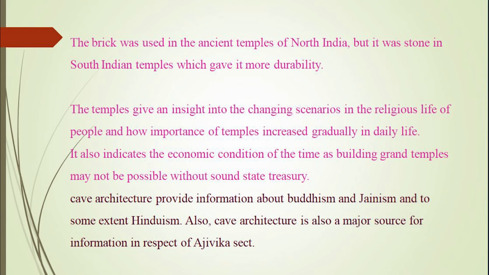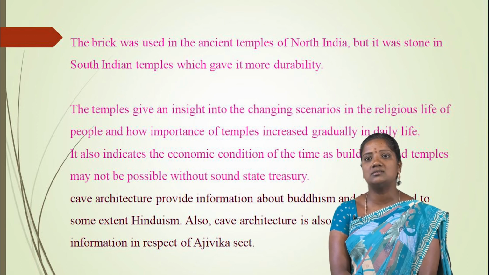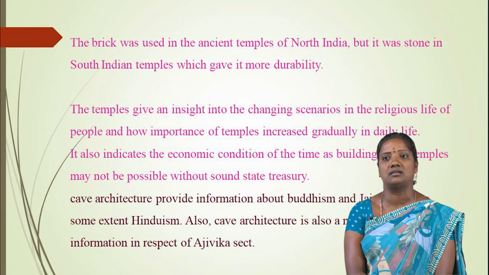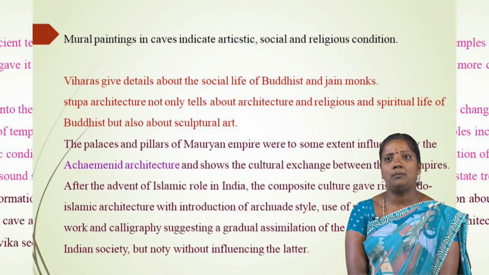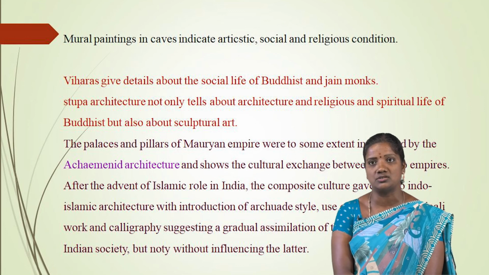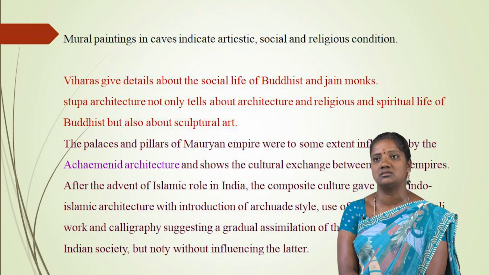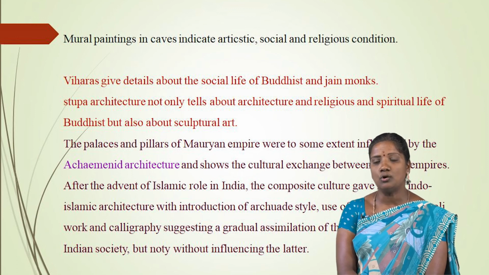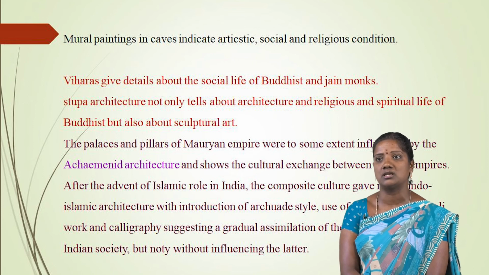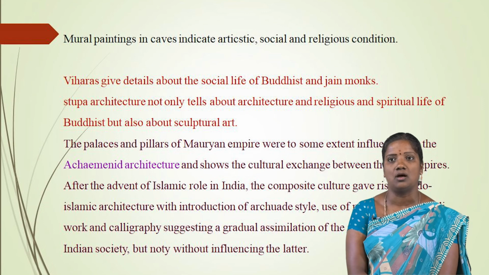and to some extent Hinduism. Also, cave architecture is a major source of information in respect of the Ajivika sect. Mural paintings in caves indicate artistic, social and religious conditions. Viharas give details about the social life of Buddhist and Jain monks. Stupa architecture not only tells about architecture and the religious and spiritual life of Buddhists but also about sculptural art.